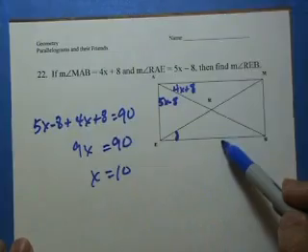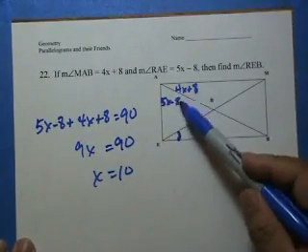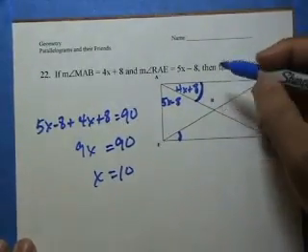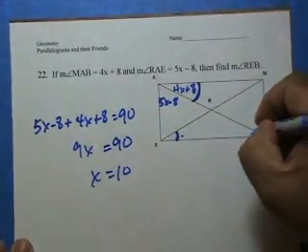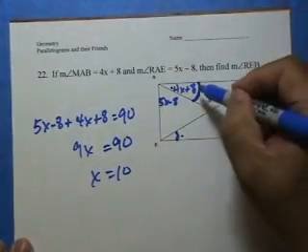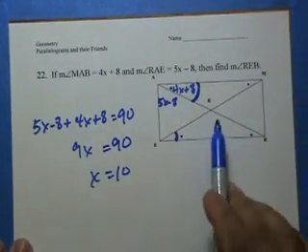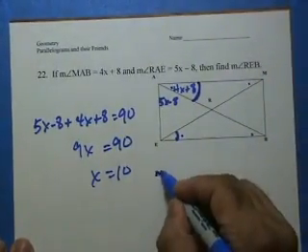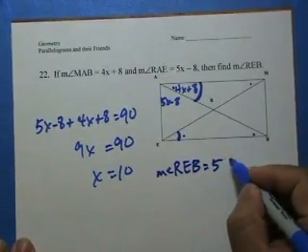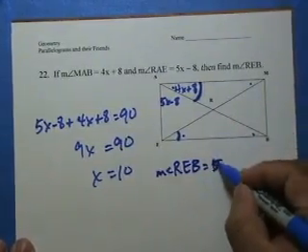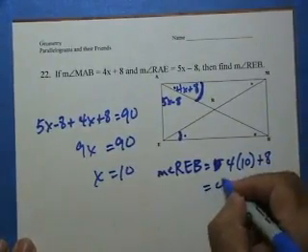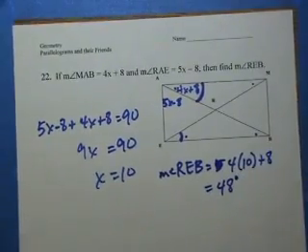Here's angle REB. And is it related to either of these? In fact, it's related to 4x plus 8. It's related to this angle. In a rectangle, these angles are congruent. So, if we substitute x equals 10 into 4x plus 8, that's also the same as the measure of angle REB. So, the measure of angle REB equals, oops, which one was it? MAB. I started plugging in the wrong one. 4x plus 8. 4 times 10 plus 8 equals 48. That's it.